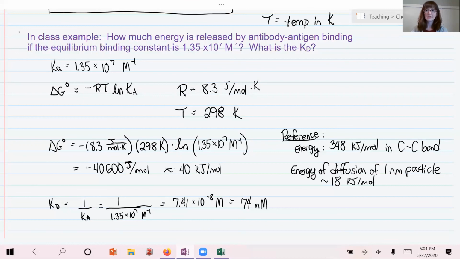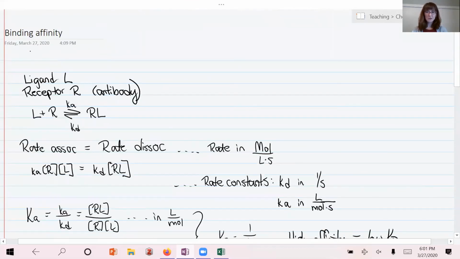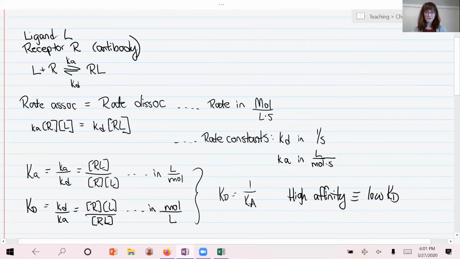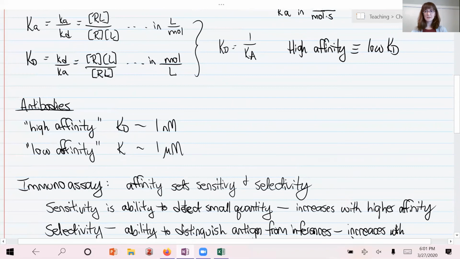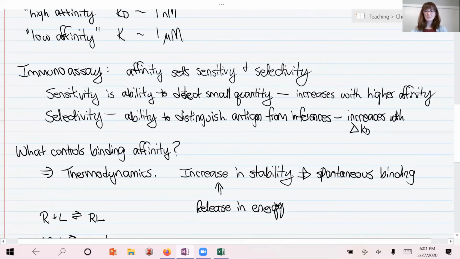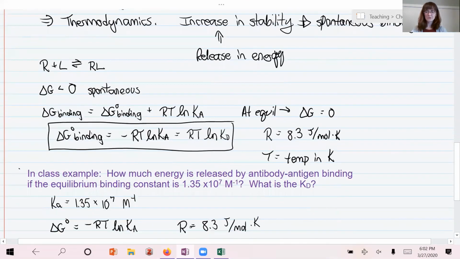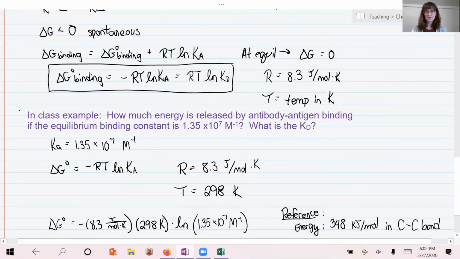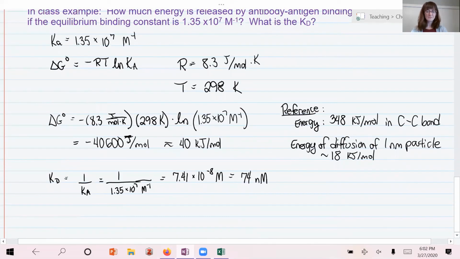All right, so in this lesson, we've learned the basic formulation for binding, how to define Ka and Kd, typical affinities for antibodies and what those affinities mean in terms of immunoassays, and then finally this thermodynamic perspective of how the energy released from binding is what really sets the affinity of a particular antibody. Okay, so I'll see you soon as we continue on with binding in the next video.